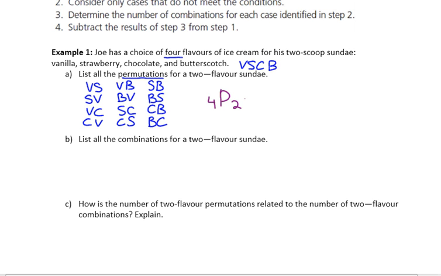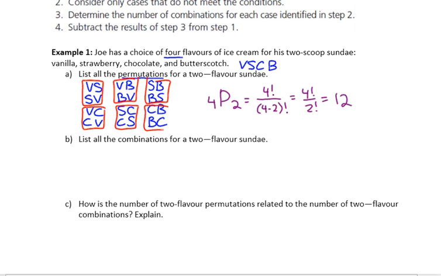So by the formula, that's 4 factorial over 4 minus 2 factorial, or 4 factorial over 2 factorial, which is 4 times 3, or 12. Okay, 12 arrangements. All the combinations, well, we don't really have to go through much work, because are those the same thing if it's a combination? If it doesn't matter to you the order, just the flavors that you're picking, yeah, those are the same. These would be the same. Those would be the same.